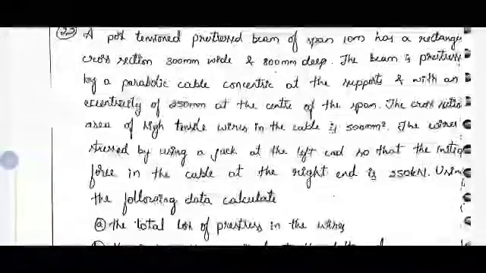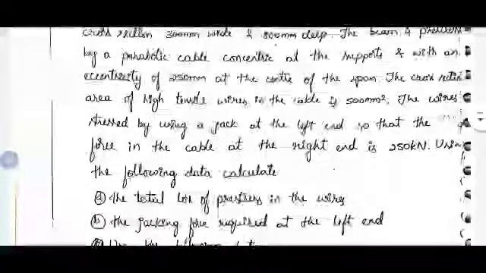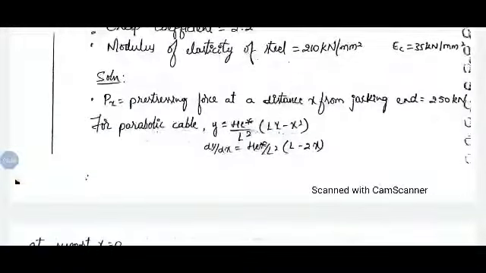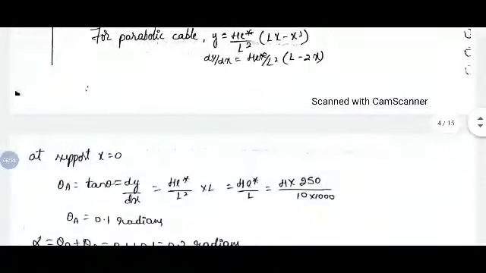Here it is, the total loss of stress and jacking force required at the left end. Okay, so first, since it is a parabolic profile, we need to find out the sigma c value. Since it is parabolic, sigma c at support and sigma c at midspan we need to find out. For that we need the slope. Slope is the first derivative of the equation of the parabola. So we will get theta a.